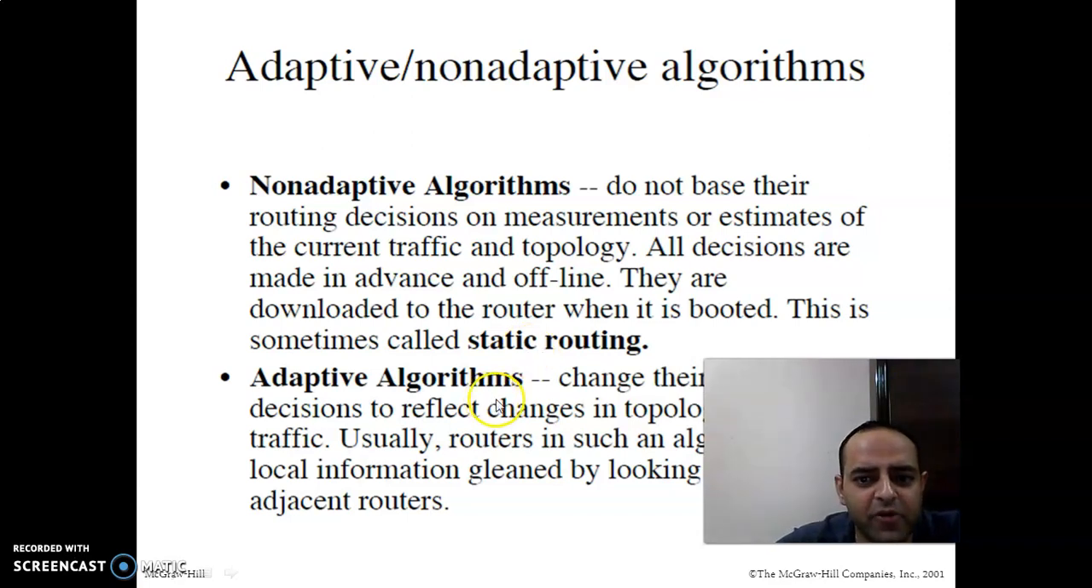But in case of adaptive routing, they can change their routing decisions to reflect changes in the topology. Suppose some computer is down over there, some computer is not working, and then adaptive routing algorithms can change their route. They can change their path, because data must be delivered to the receiver side.